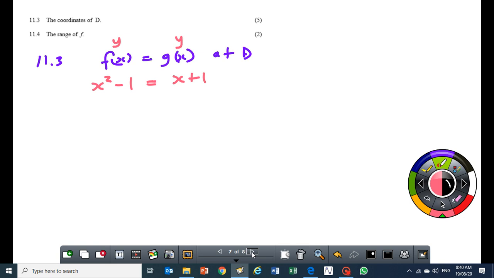Okay? The rest is term one way. So this becomes x squared minus x minus 2, because if we take that positive one to the left, you get minus 2, you get 0. Then you need to solve this quadratic equation by factorization. So you get x minus 2 times x plus 1 equal to 0.